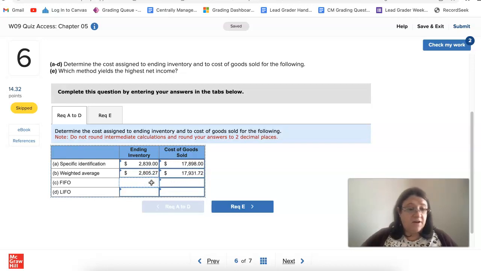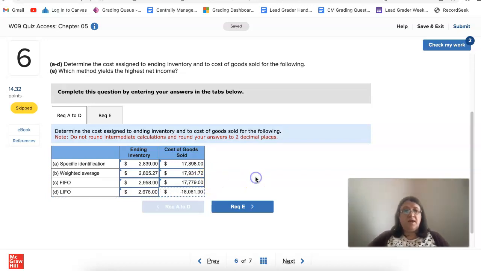Then the first in, first out, or FIFO, we have 2,958.00 with a cost of goods sold of $17,779.00. And then the last in, first out, or LIFO, we had 2,676.00, and then with a cost of goods sold of $18,061.00. Okay, so that is our ending inventory and our cost of goods sold for these 4 methods.